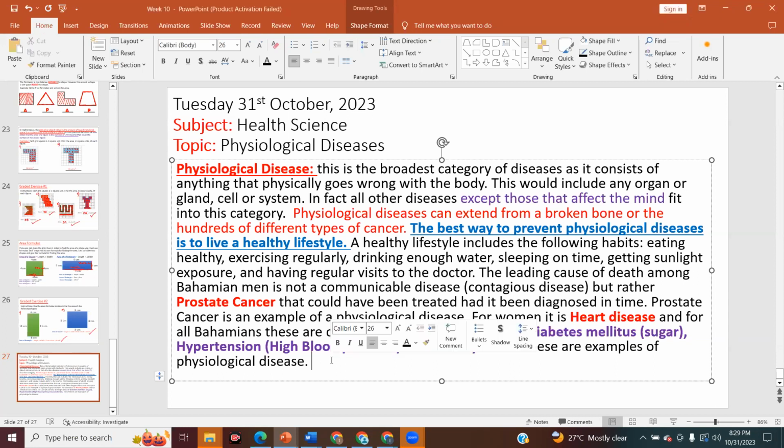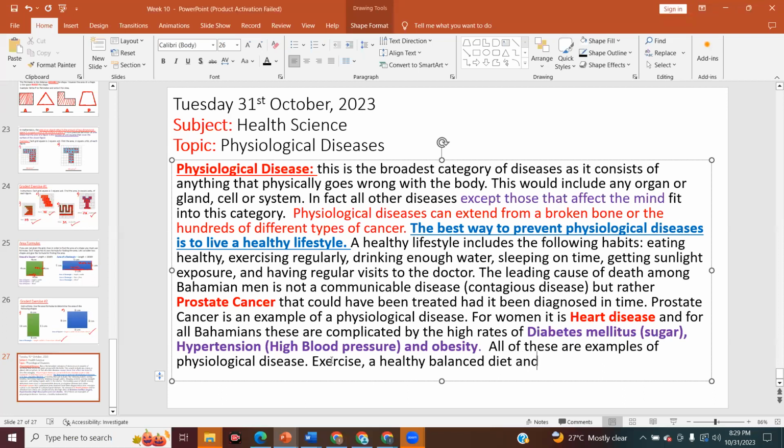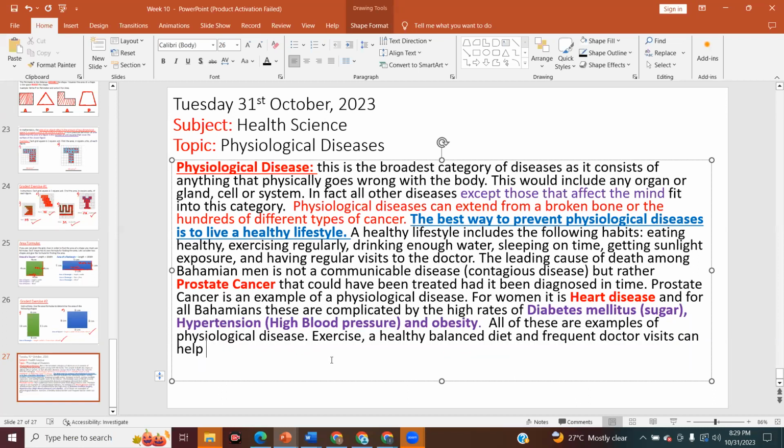All right, so what can we do? Well, exercise, a healthy, balanced diet, and frequent doctor visits can help us to have a healthier nation and help Bahamians to have longer lifespans, right? To have longer lifespan.